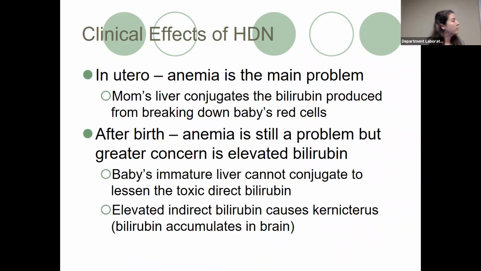All right, so again, in utero, anemia is the problem. Bilirubin is not a concern as long as that baby's in the womb. And then after birth, the baby's still going to have anemia, but then also going to have high levels of bilirubin in severe cases of hemolytic disease of the newborn.